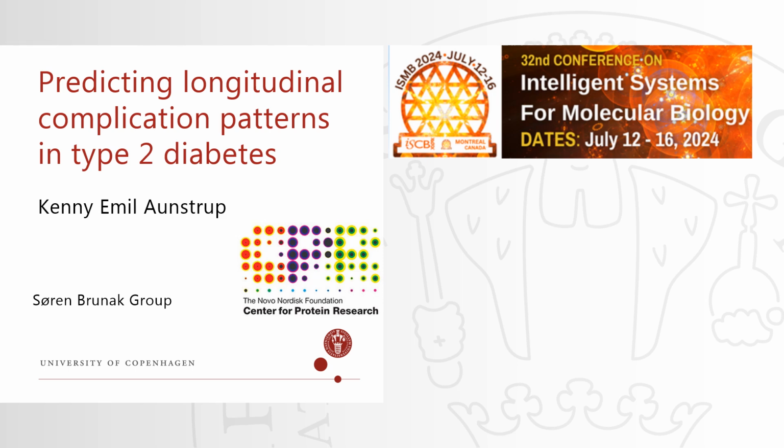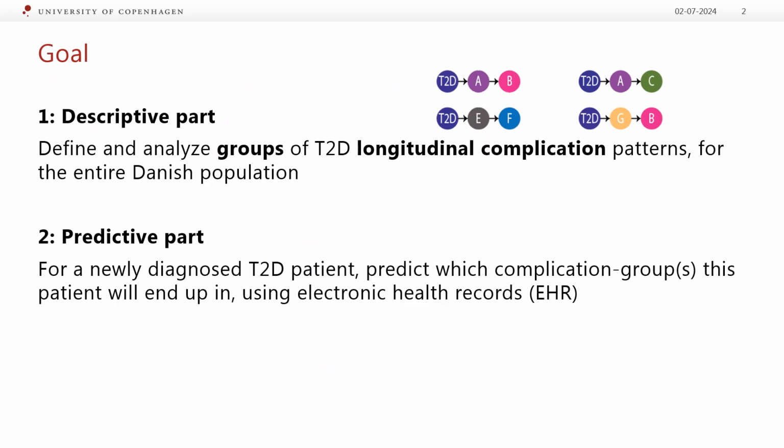Hello, my name is Kenny Emil Aunstrup, and I will present my PhD project called Predicting Longitudinal Complication Patterns in Type 2 Diabetes. My PhD project has two major parts. First of all, a descriptive part, and then after that, a predictive part.